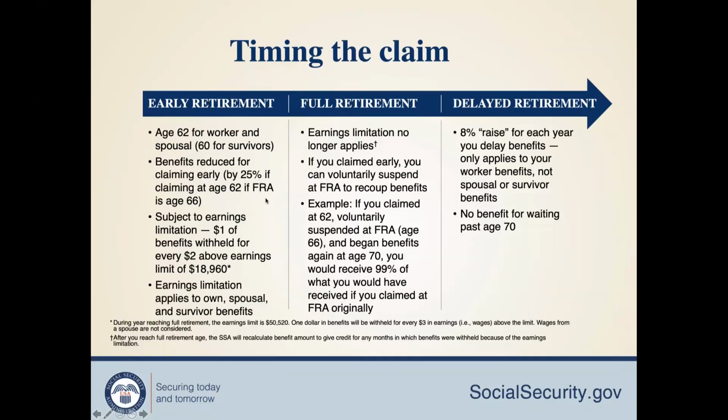And the problem with this is if you start claiming at 62, whatever amount you get is fixed. It will only go up by COLA, the cost of living adjustment. There are some exceptions to that, but we will talk about that.